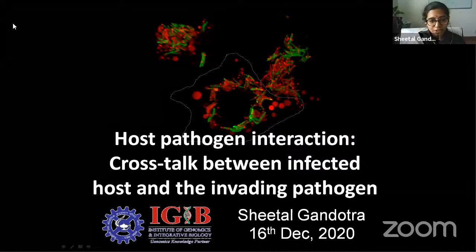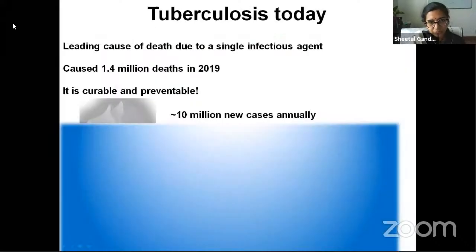So the title of my talk is Host-Pathogen Interaction, the Crosstalk Between Infected Host and the Invading Pathogen. And as you just heard, the pathogen that I work on is called Mycobacterium tuberculosis, and the disease that it causes is tuberculosis, which, as we know, is an important disease. Tuberculosis today, in spite of the coronavirus pandemic, still is the leading cause of death due to any single infectious agent. It caused 1.4 million deaths in 2019, and the numbers have been more or less the same for the last 10 years or so. And this is for a disease that is curable and preventable.